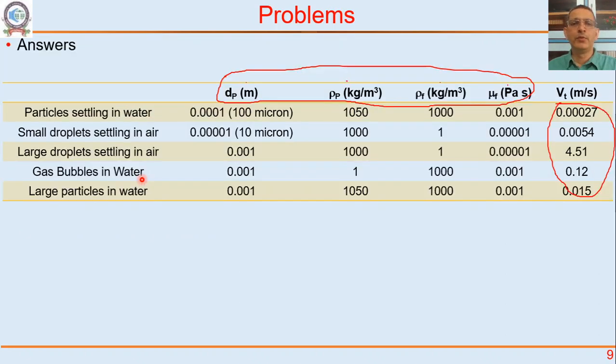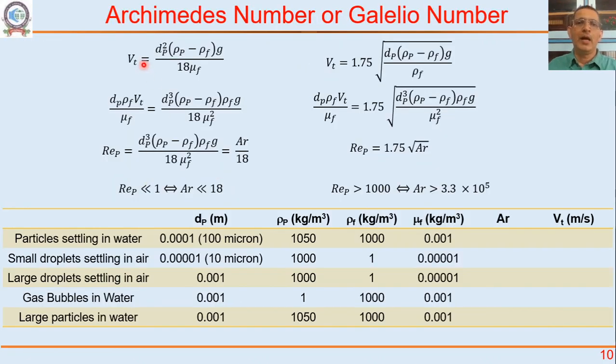Here is what we can do. Our 2 regimes are here. One is the regime where Reynolds number is far less than 1. This is REP less than 1. Terminal velocity is given by this expression. This is REP greater than 1000. This VT, can I substitute that here and make a Reynolds number out of it? I will get this expression.